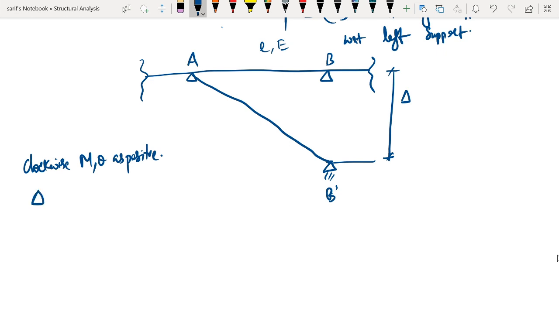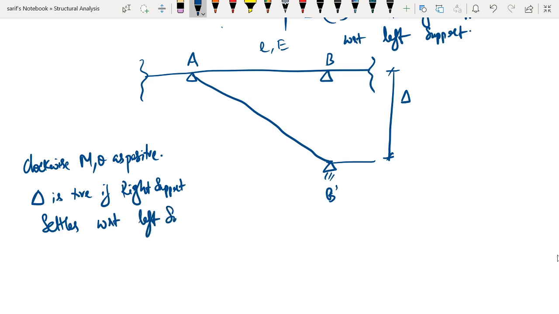Also delta is positive if the right support settles with respect to the left support. That is when you will consider delta for a span as positive. Okay, so these two have to be kept in mind all the time.